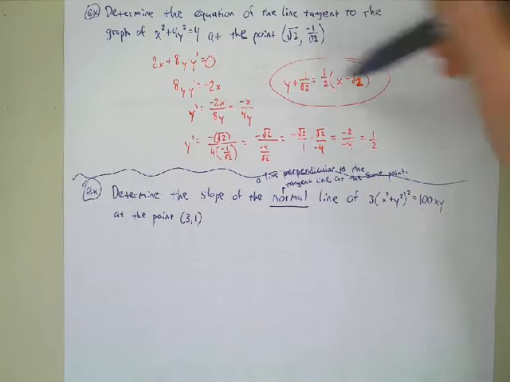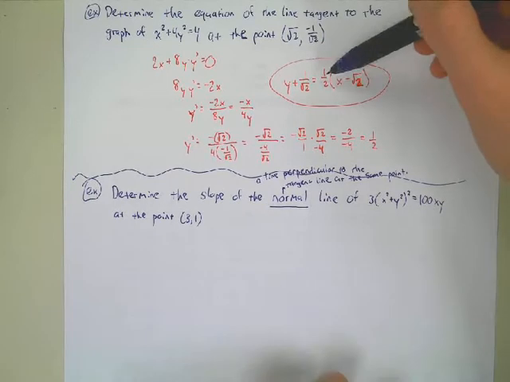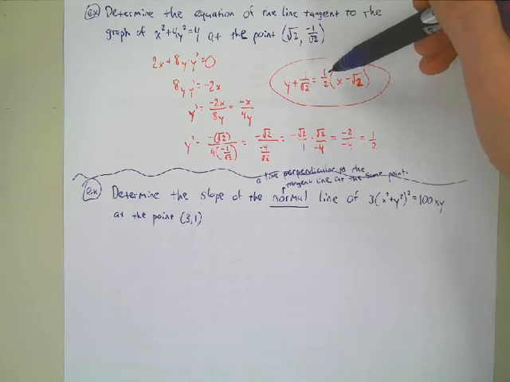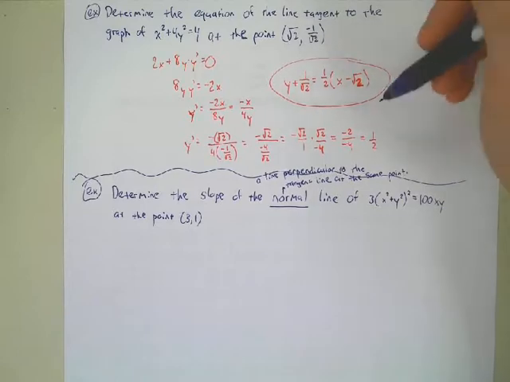1/2. What is the normal slope? -2/1, the opposite reciprocal. Okay, right? The slope perpendicular to 1/2 is the opposite reciprocal, -2/1. So that's all that would change. You just take your tangent slope and do the opposite reciprocal to get the normal slope. It's that easy.